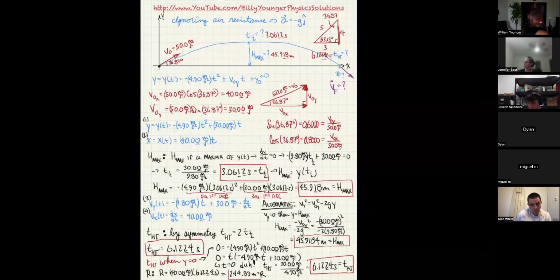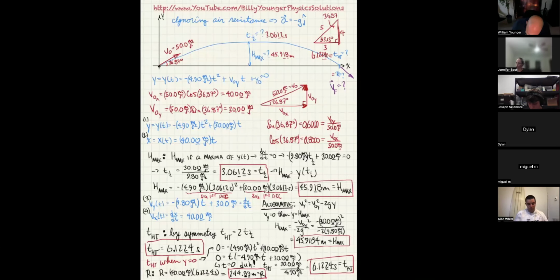Oops, don't know what happened there. Okay. Now I also should mention I multiplied 3 sig figs times 3 sig figs, so the 8 and the 9 are not really sig figs, it's just 244. So I'm going to say R is equal to 244.9 meters. Okay, so that's the range.